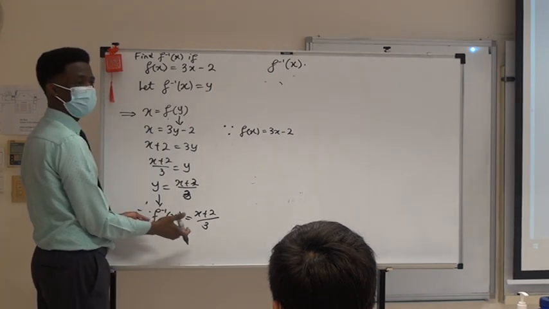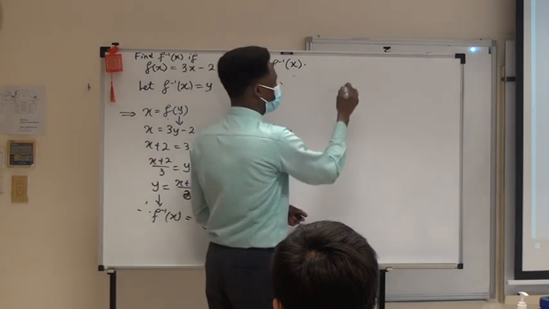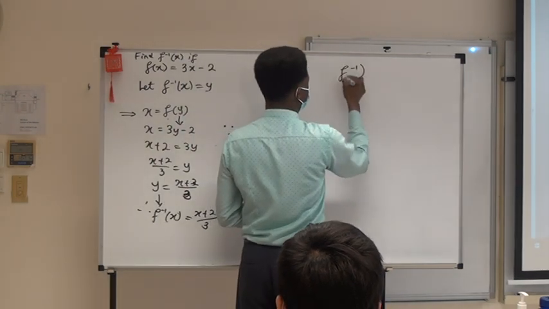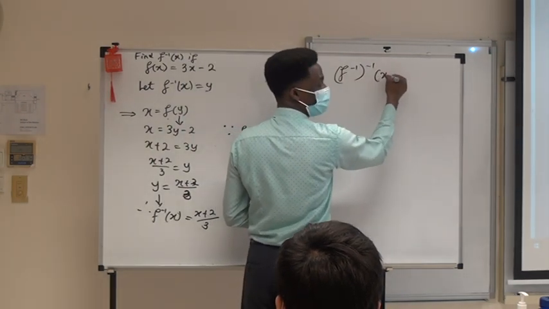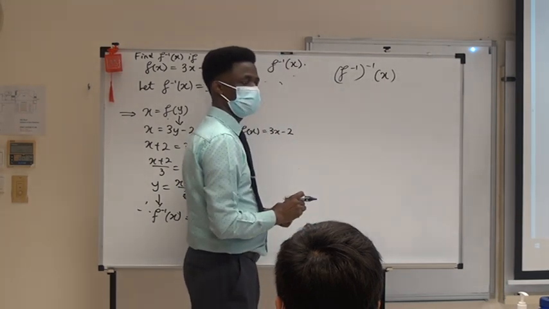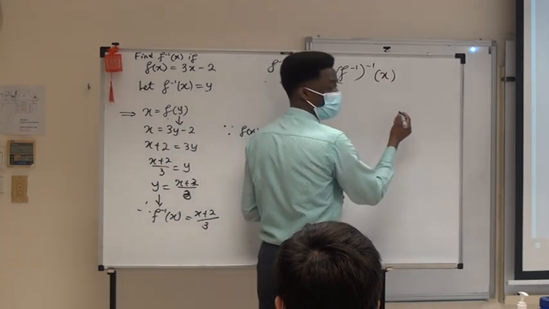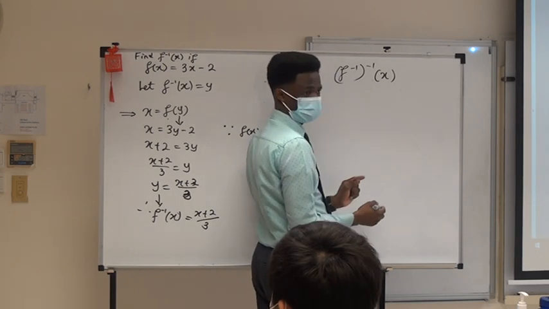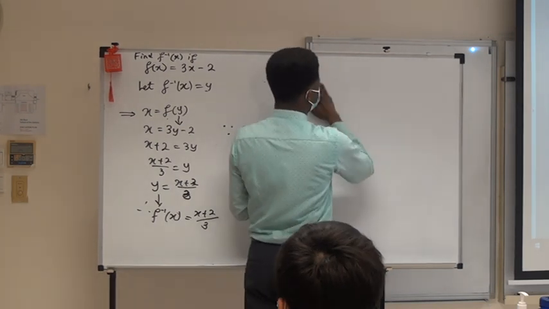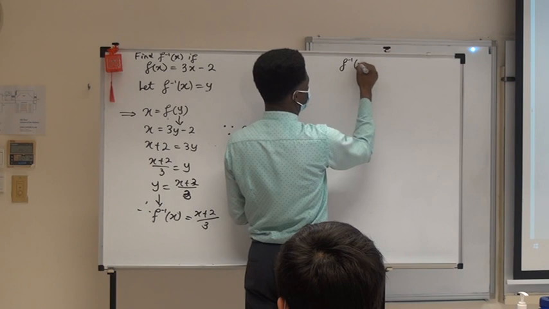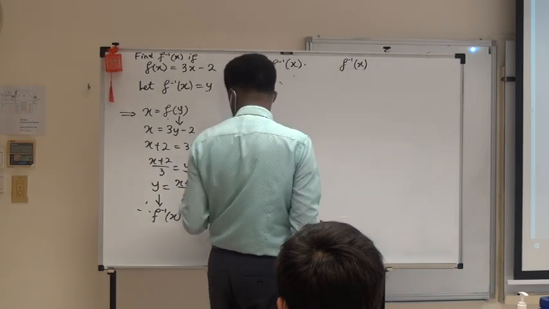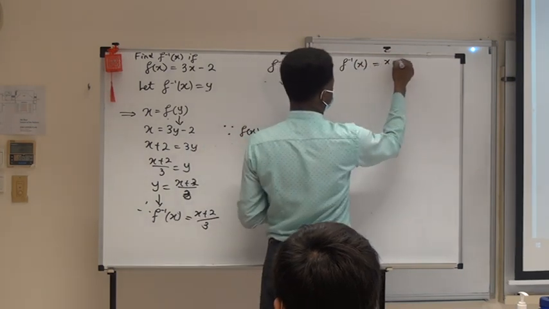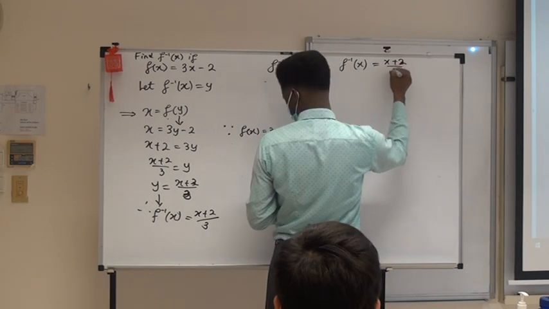Once you are done making y the subject, that is your f inverse. So it's direct. But you want to be really careful in a question that asks you for f inverse of x, something like this. Again, it shouldn't be difficult, but you have to be very careful. But for you to do this, you must have known your f inverse of x. Maybe for this particular question, f inverse of x is x plus 2 over 3.